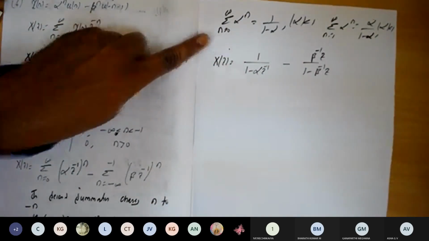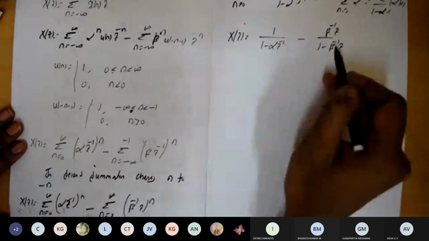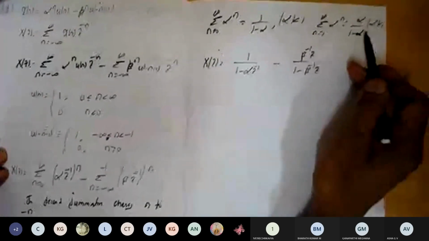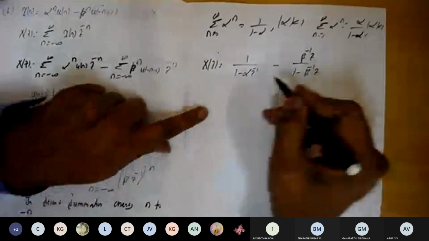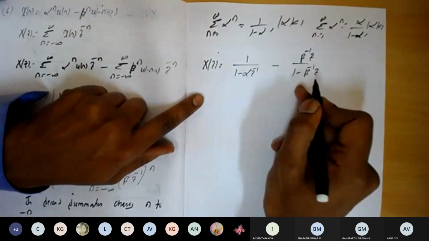So first formula, first summation. For the first summation, I applied this one. For the second summation, I applied this one. As per these two formulas, this formula we applied here. Now let us find out the region of convergence first here. Later I'll go for the evaluation of this one.